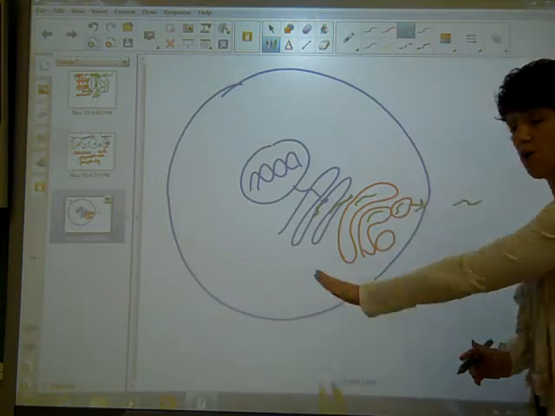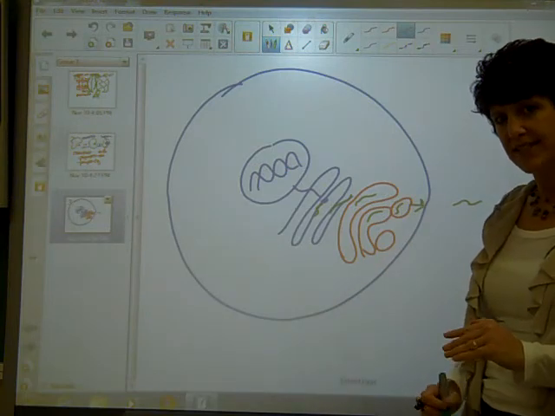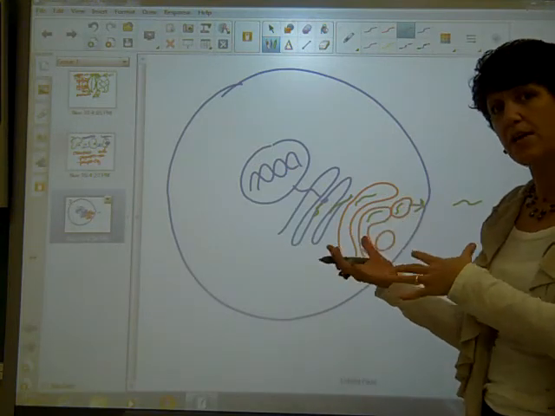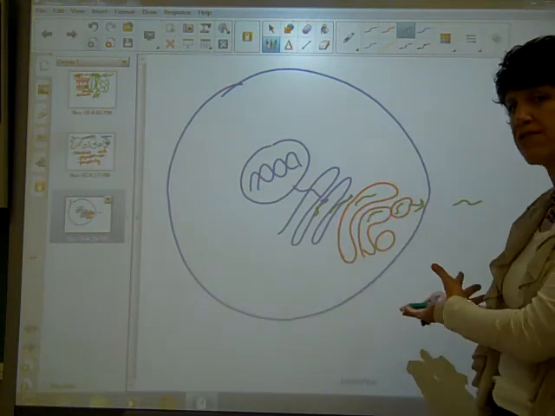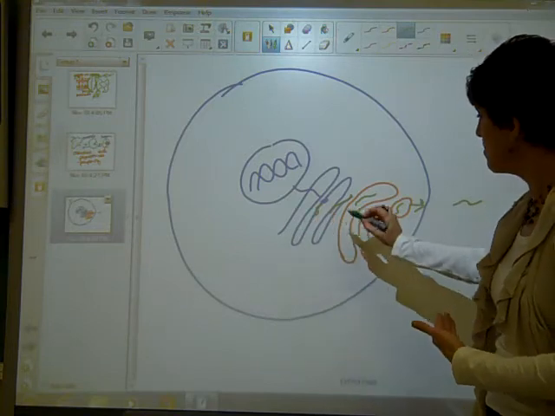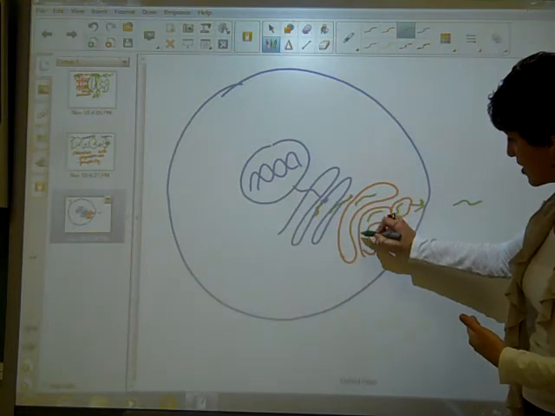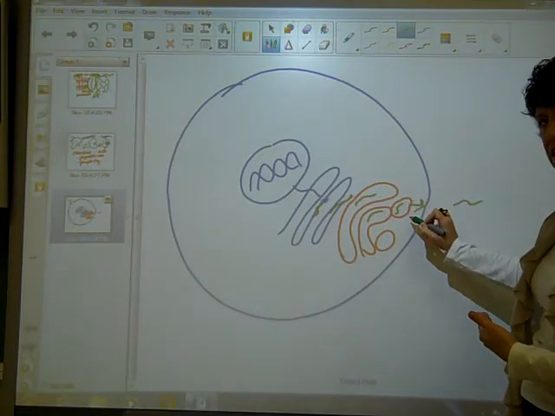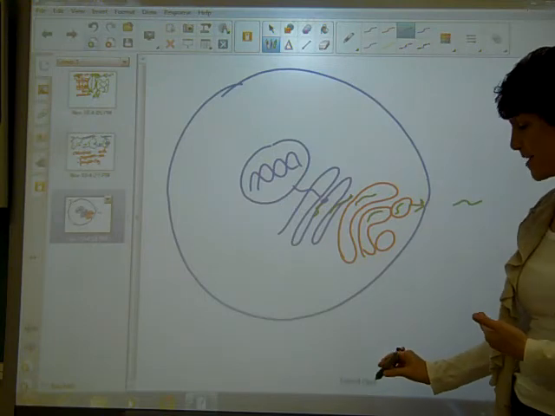So again, that's also all part of the endomembrane system. Membranes carrying a product until it is out of the cell. So that was our nucleus. This is our endoplasmic reticulum. That is a ribosome. These are Golgi bodies, and these are vesicles, and of course that is the cell membrane.